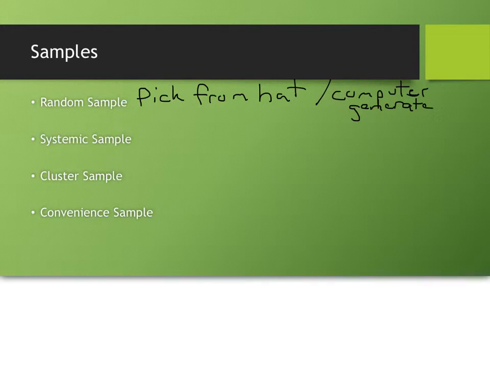Now, the next one is a systematic sample. And basically, this is when you pick every, I'll put kth person.